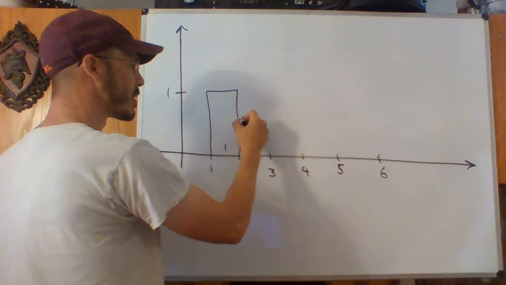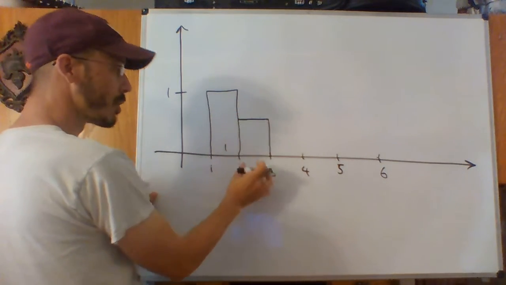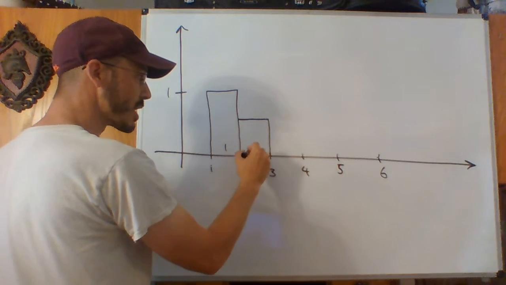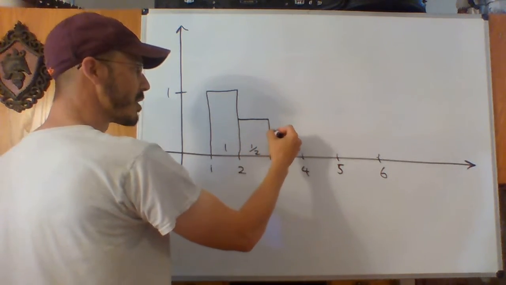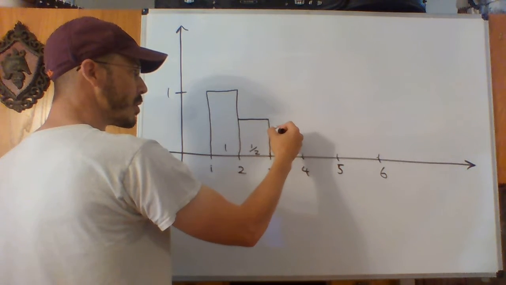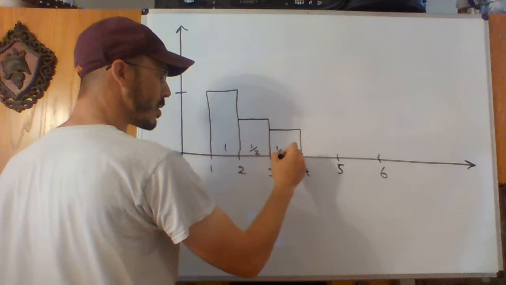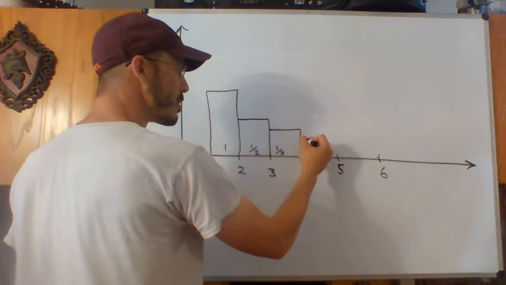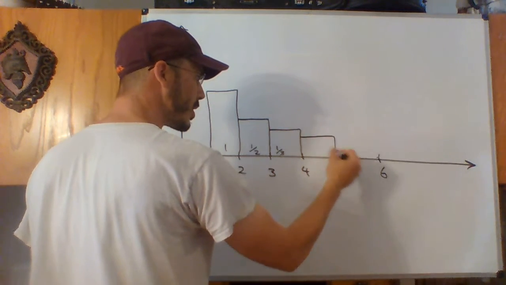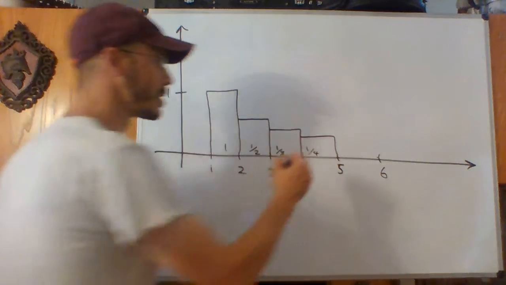And my next square is going to have a height of 1/2, with a width of 1/2 still, so its area is 1/2. And my next square is going to have a height of 1/3, and then my next square will have a height of 1/4, and they're getting smaller.